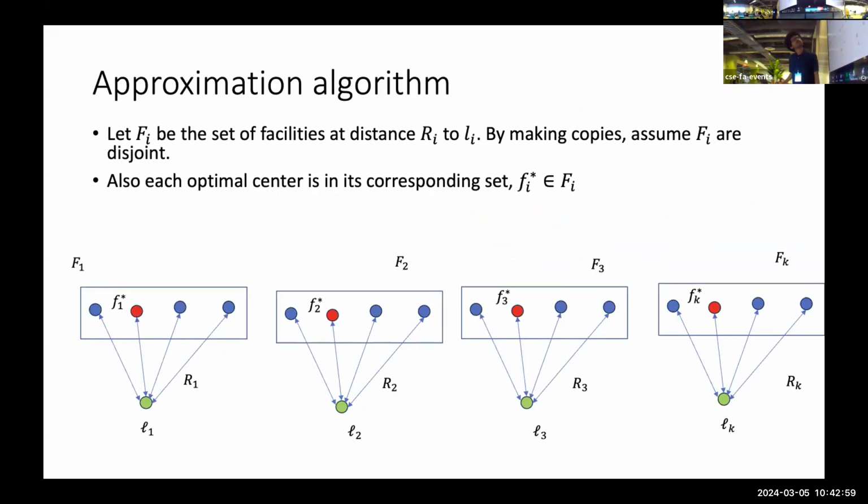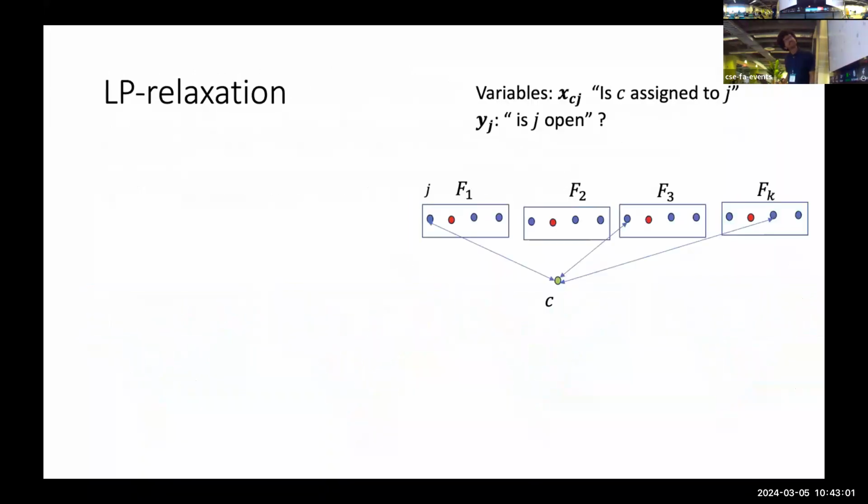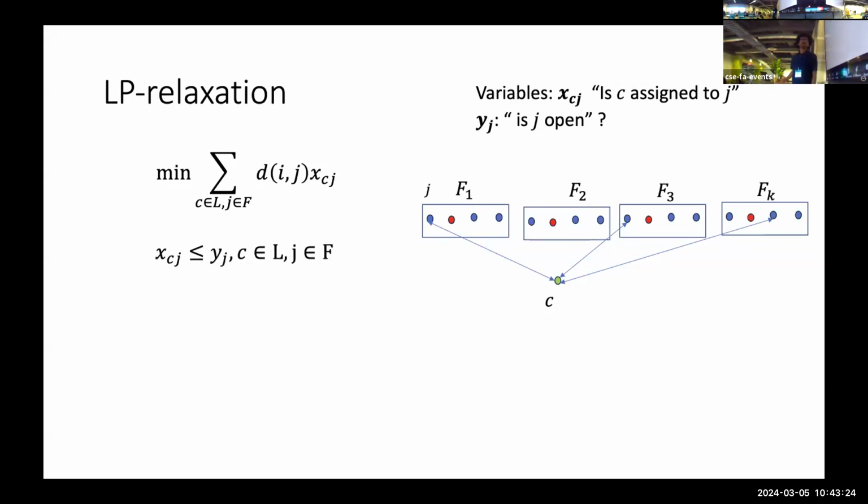Okay. So once we have these sets F1, F2, Fk, we write this LP relaxation. Okay, what's the LP relaxation? So the variables are going to be, for each client C, there's going to be these variables XCJ, which basically indicates if C is going to be assigned to J. And for every center J, there is a YJ, which basically indicates if J is open. Okay, so it's a very natural LP relaxation. You might have already seen some very similar variant of this.